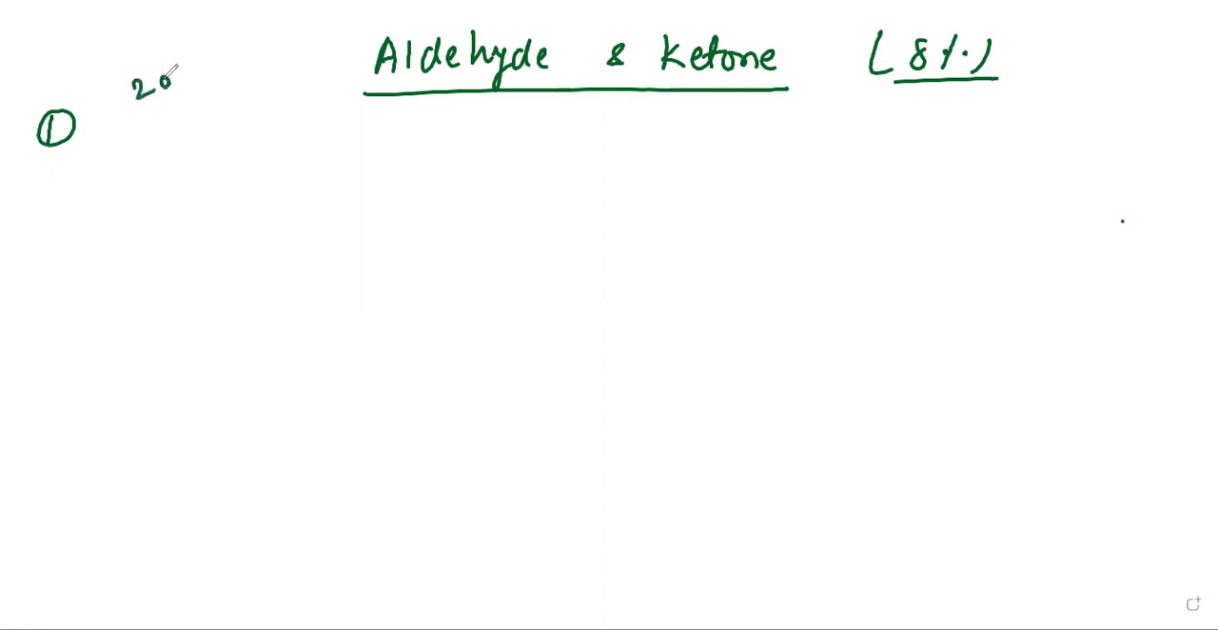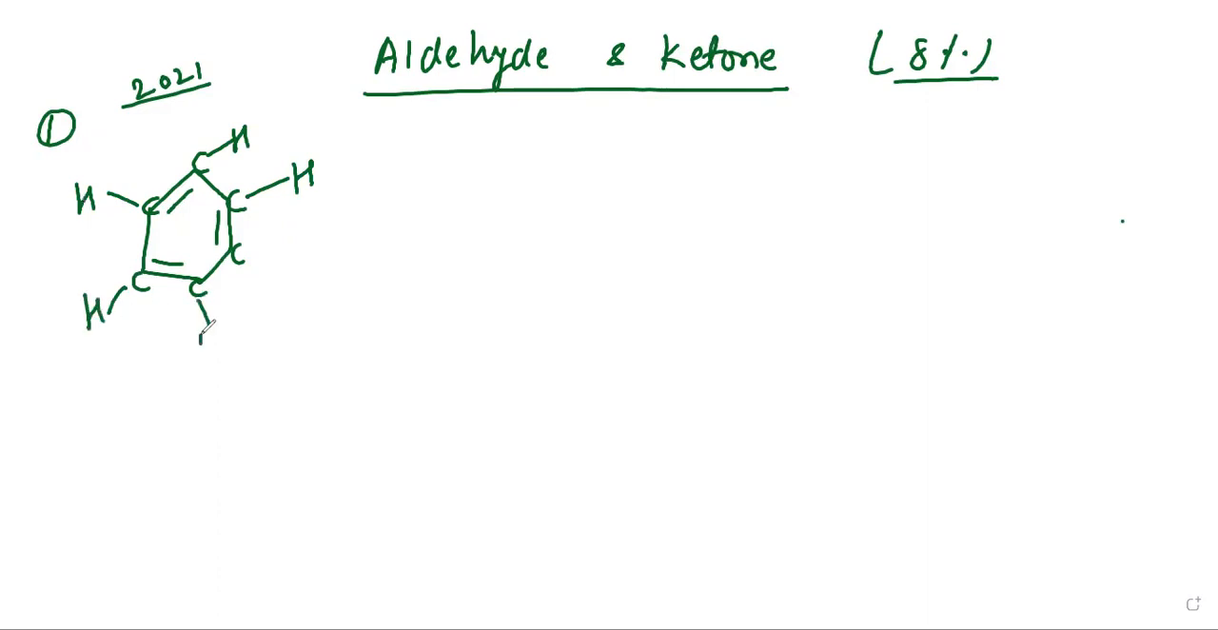Asked in 2021. The first one is benzene. This is called benzene, with alternate pi bonds, and each corner represents a carbon. As we know, carbon makes 4 bonds. Suppose I take this as the first; how many bonds is it making? 1, 2, 3, 4. So each carbon will be making 4 bonds.